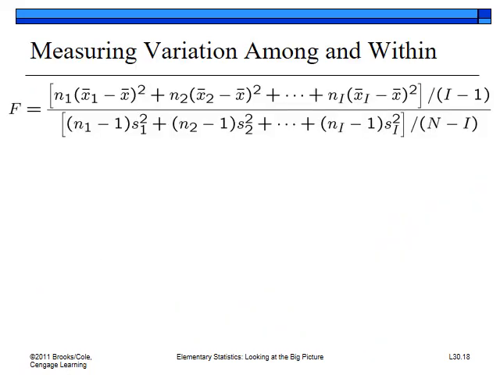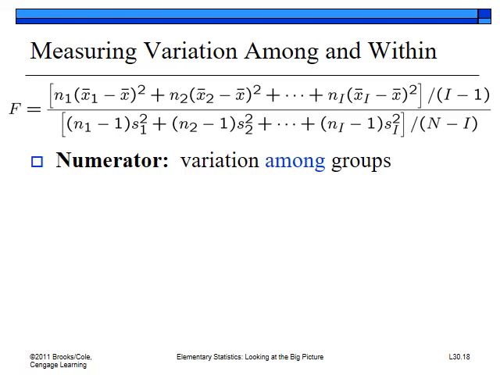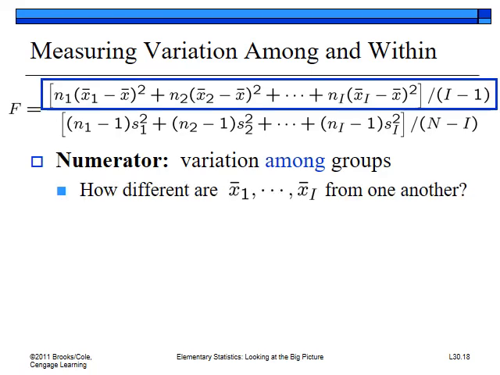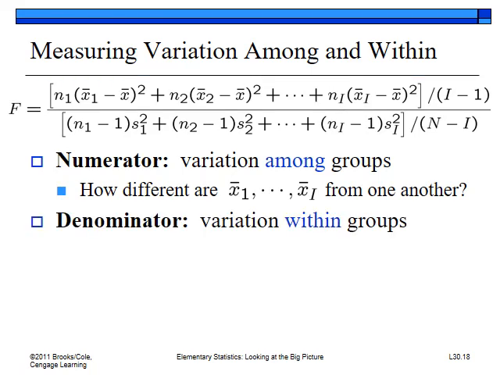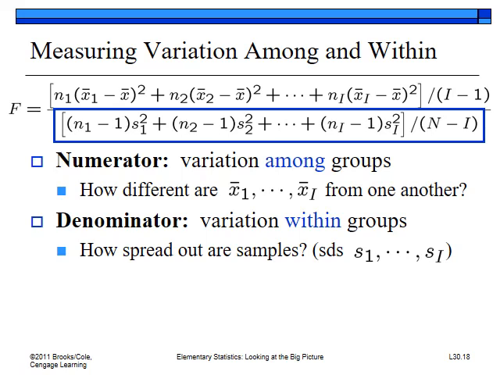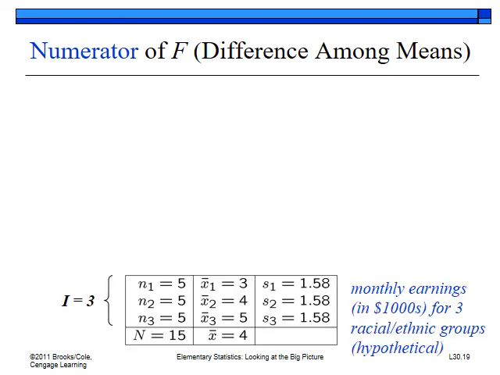Now let's take a closer look at this F statistic. The numerator of F is a measure of the variation among the groups, how the groups differ from each other. We get at that variation by looking at how far each individual group's mean differs from the overall mean of every group. In the denominator is a measure of the variation within each group. That's why we see the sample standard deviations appear there. So let's look at the numerator a little more closely.